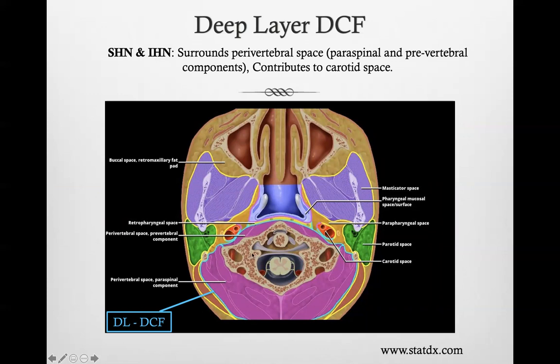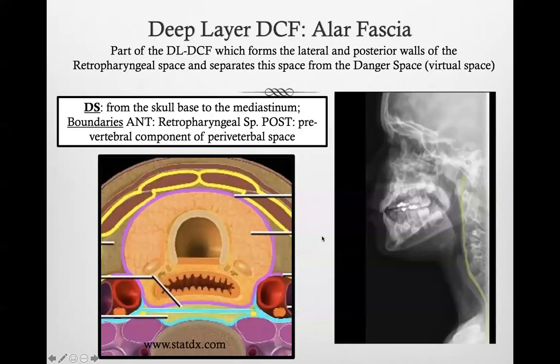the vertebral bones and muscles. And you can see one important thing is that the muscles around the column are divided in the so-called perivertebral space, so peri around the vertebra, but divided in a prevertebral component anteriorly and a paraspinal component around the spinous processes, basically. So prevertebral and paraspinal are the two components of the perivertebral space. And also this layer contributes to the carotid space that is surrounded by all the layers.